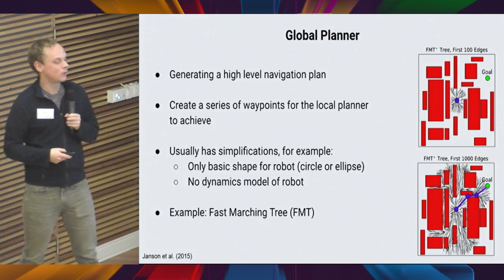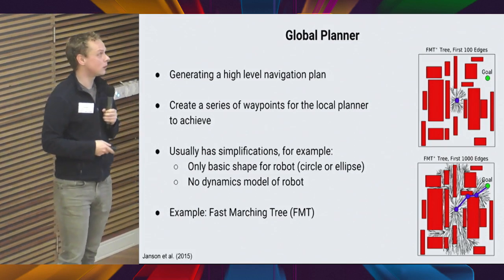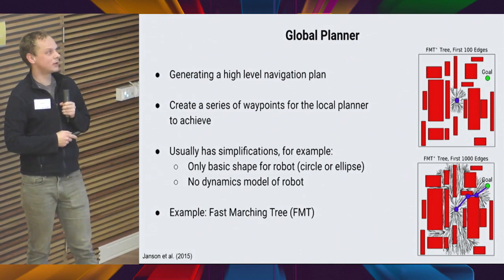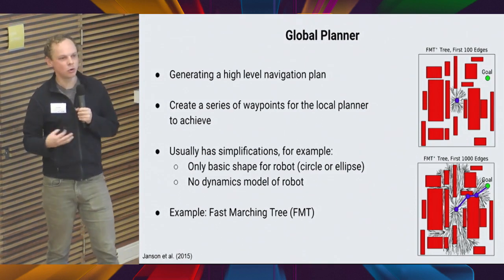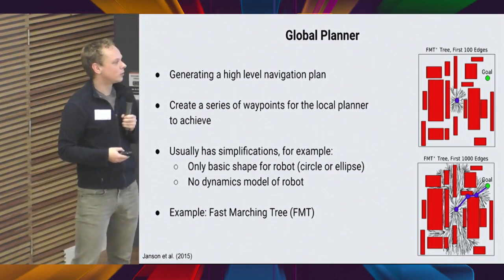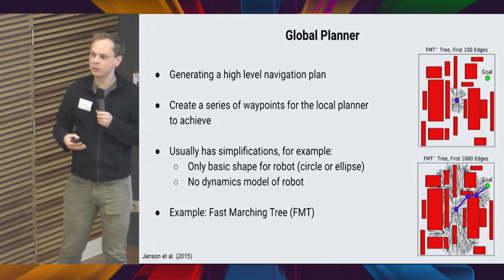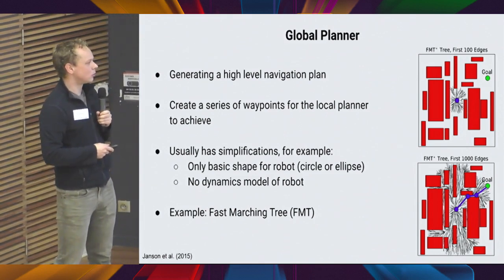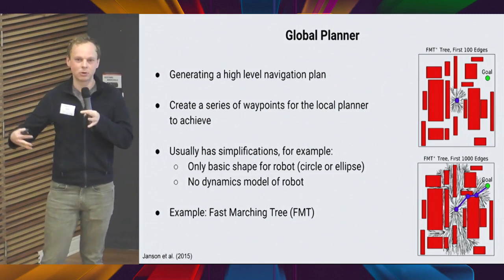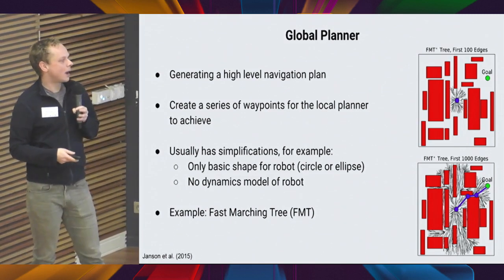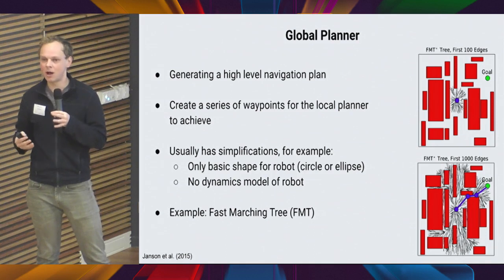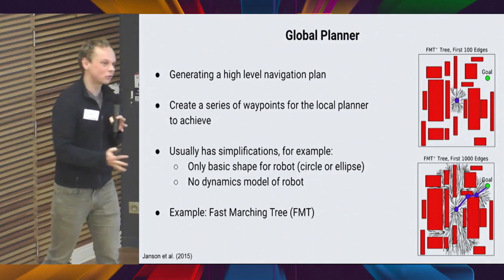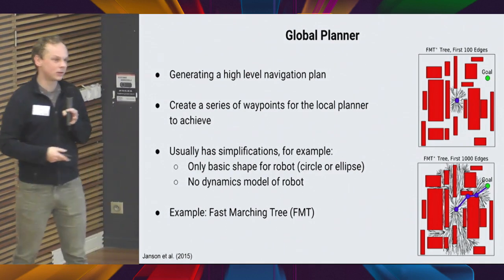So let's have a very brief look at the global planner. As I said, it creates a kind of high-level navigation plan. So we just create a series of waypoints, here in blue, to our goal in green, that the local planner will then achieve. And for this, we usually do some simplifications of the robot model. So we think, for example, the robot is maybe only a circle or an ellipse. So nothing very complicated, so that this planning is easier. And we often don't take into account any dynamics of the robot model, so what the robot can really do, like what curves the robot can really drive. So we don't think about this too much.